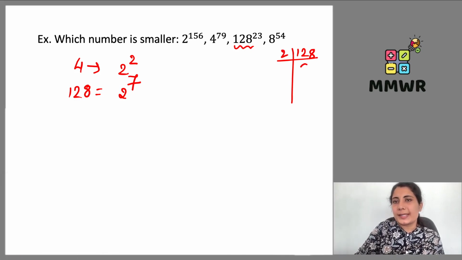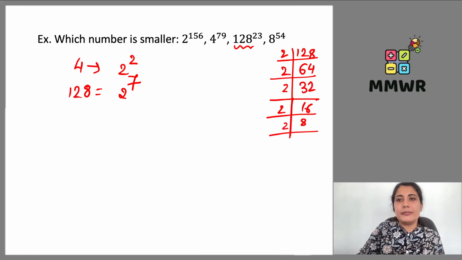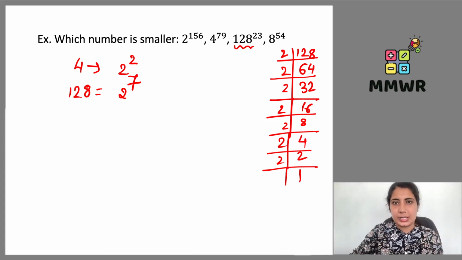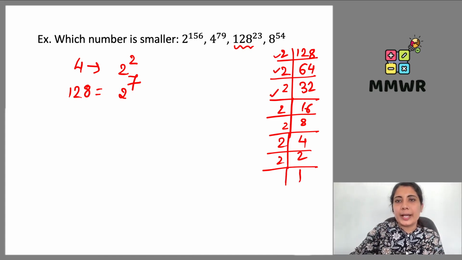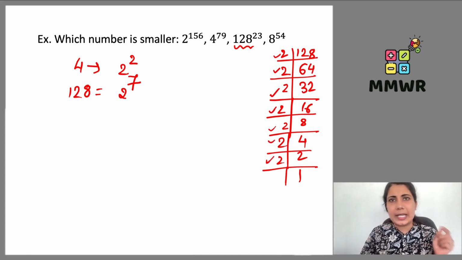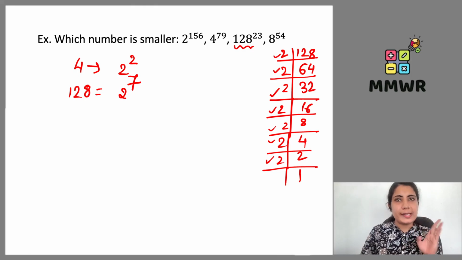So 128 is going to give me 2 to the power 7. Let's divide it. 2 sixes are 12, 2 fours are 8, then 32 times, then 16 times, then 8 times, then 4 times, and then again by 2, 2 times. As long as it is divisible by 2, we keep going. So how many times did we divide it? 1, 2, 3, 4, 5, 6, 7. So 128 can be written as 2 to the power 7.